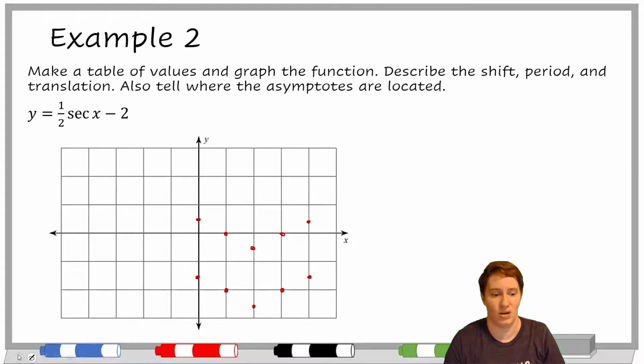And so this is our cosine graph that has a 1/2 in front and a minus 2 at the end. Make sure that if you put it in the calculator, you close the parentheses after the x, because that minus 2 is outside of secant. They would have had to put parentheses around x minus 2 if they wanted it to be inside of secant.